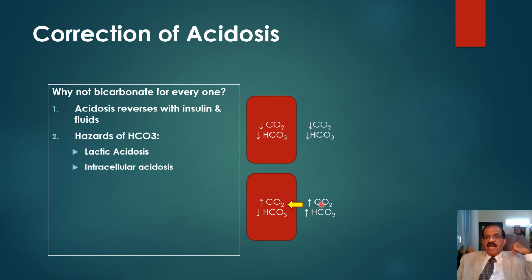But carbon dioxide is very diffusible. It will enter the cell immediately, whereas bicarb will take much longer to enter. So there will be a situation where carbon dioxide within the cells has increased and bicarb has not increased yet. So this is the situation where there is accumulation of acid, carbon dioxide being acid. It is not neutralized by bicarb because bicarb has not yet entered.